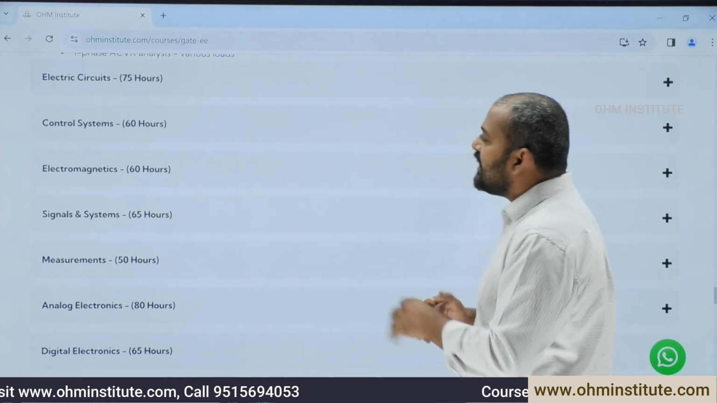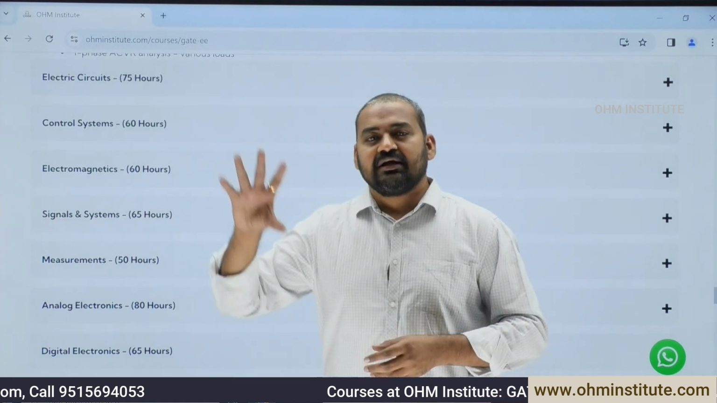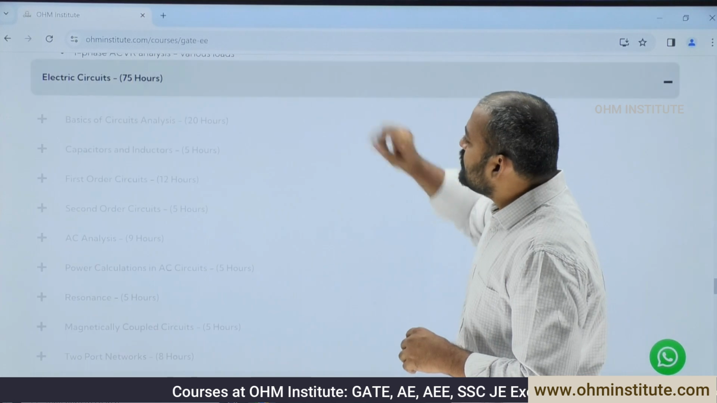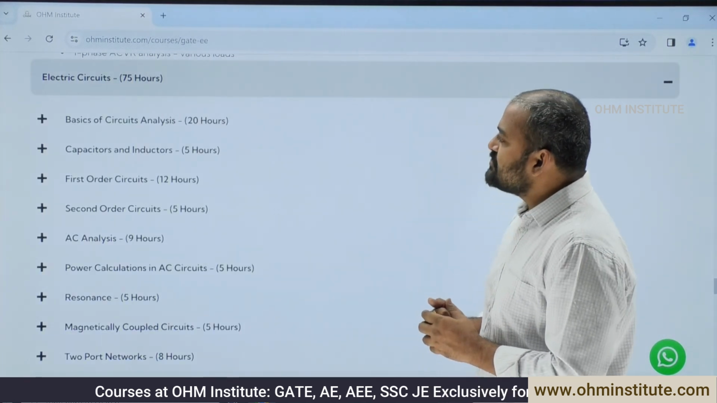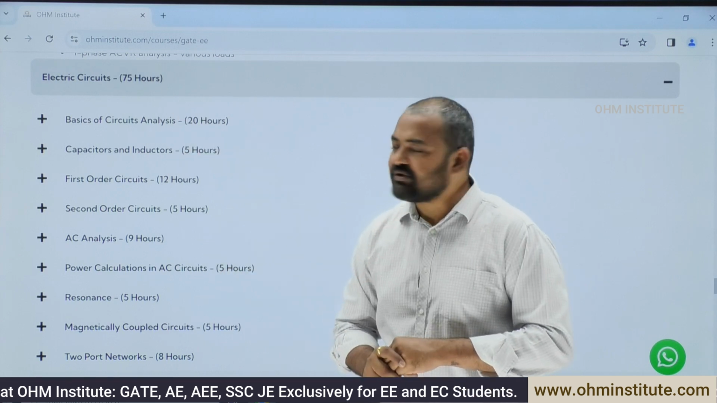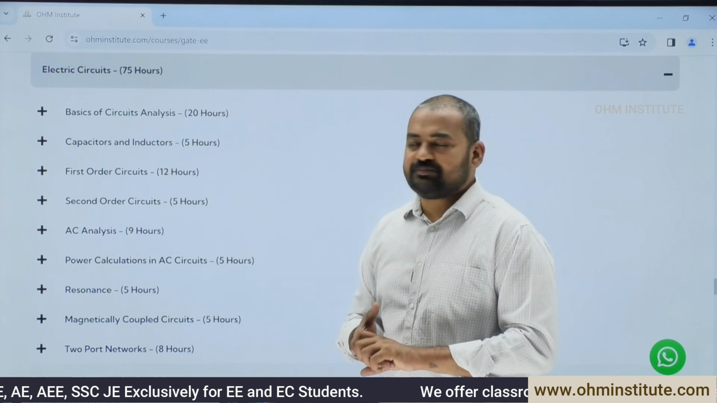Then we have another interesting subject, electrical circuits. This is a subject common to both the electrical engineering paper as well as the ECE paper. Gautam sir will teach electrical circuits. Sir will spend a good amount of time, around 75 hours, so that it will be easy for you to understand the subject properly.